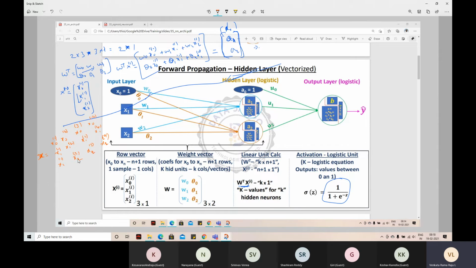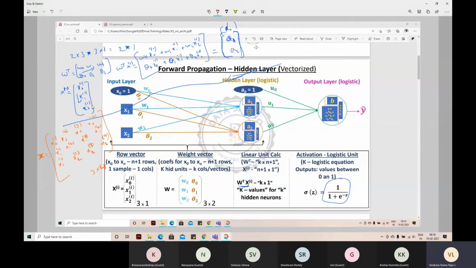Row, column: this is the row number, this is the column number. The superscript in brackets is the row number. This is the X matrix. What is the dimensionality of it? 3 by 4. Yes, 3 rows and 4 columns. Sorry, 3 by 4.